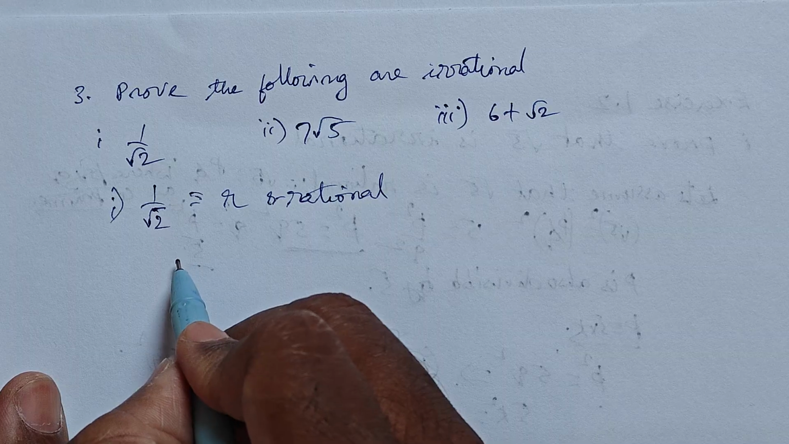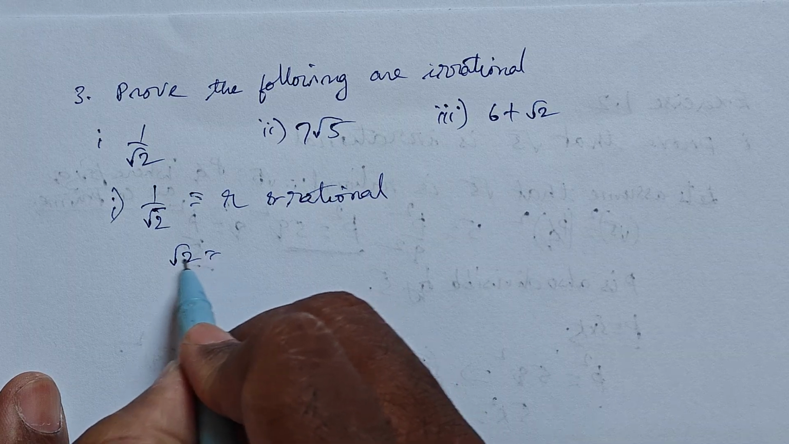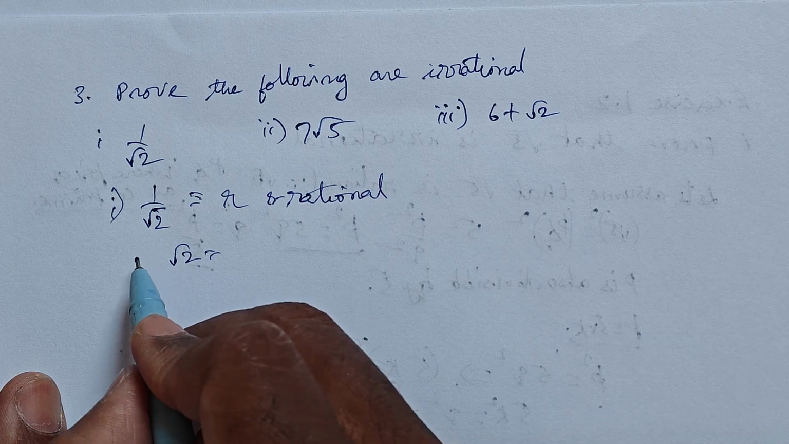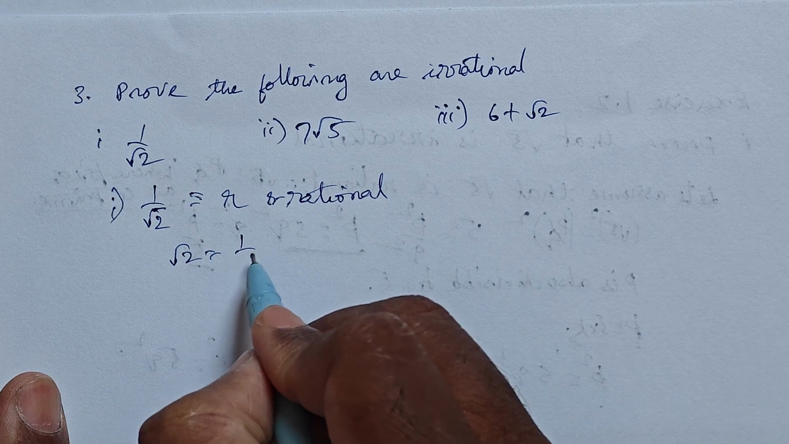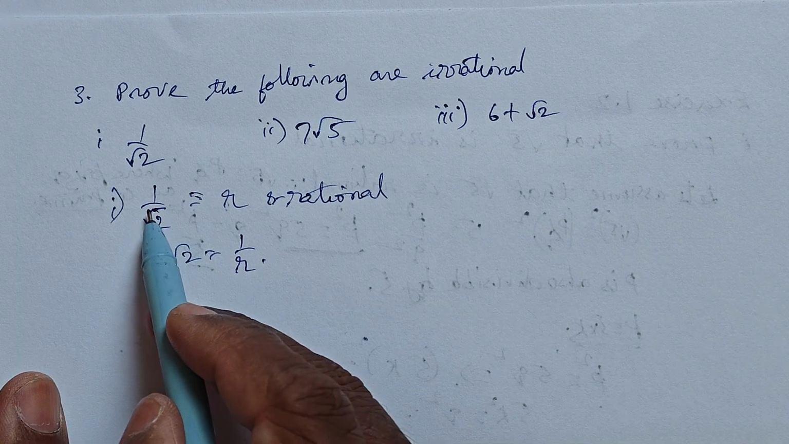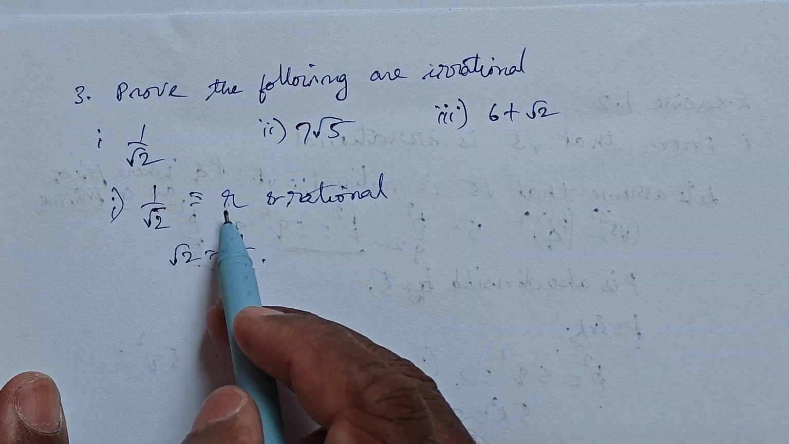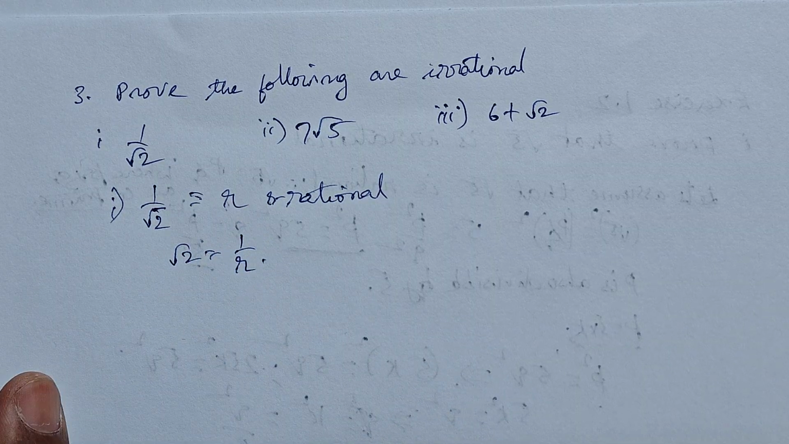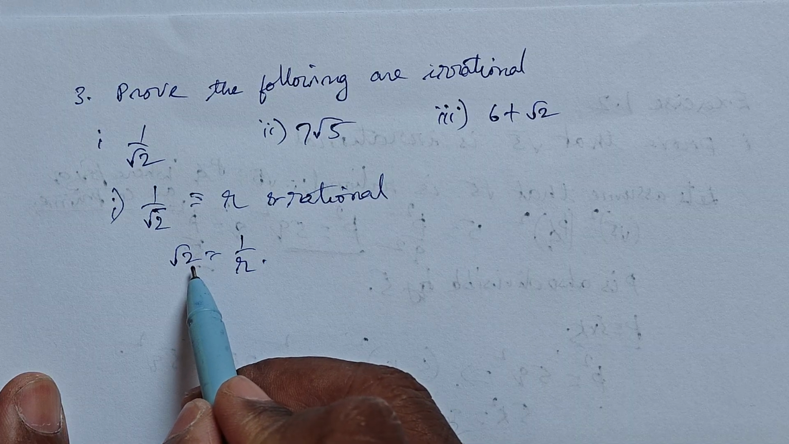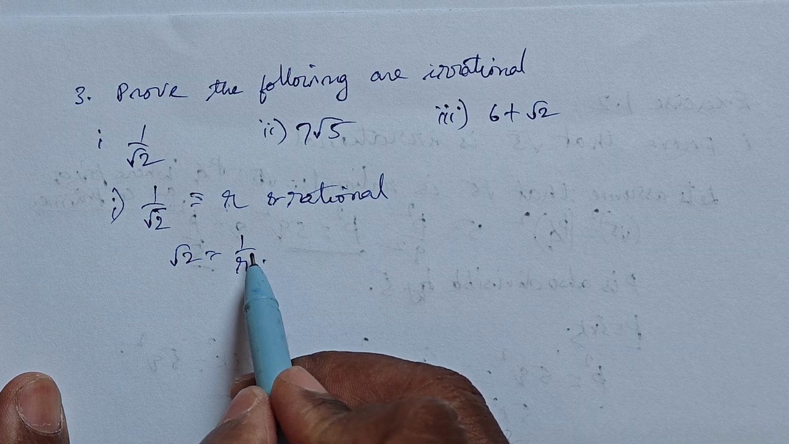If I write root 2 is equal to, that means if I interchange these sides, or if I say 1 by root 2 is equal to 1 by r. I hope you don't need that level of cross. Okay, so what we did: 1 by root 2 is equal to 1 by r. Both the sides we have done 1 by. So root 2 is equal to r.